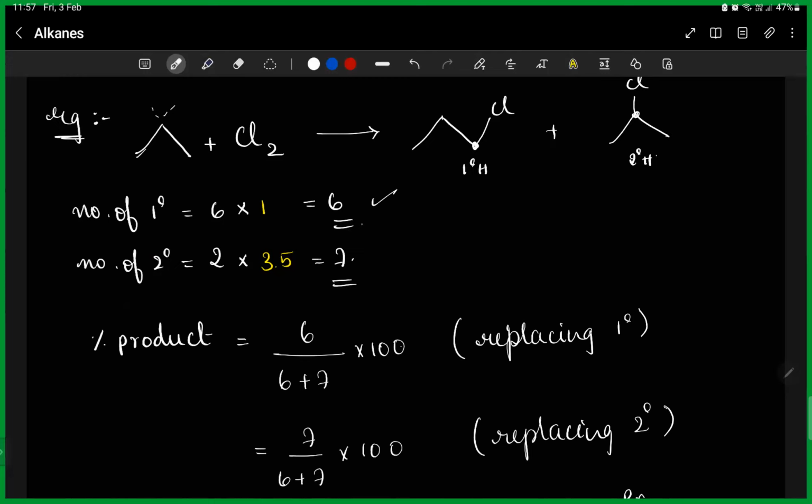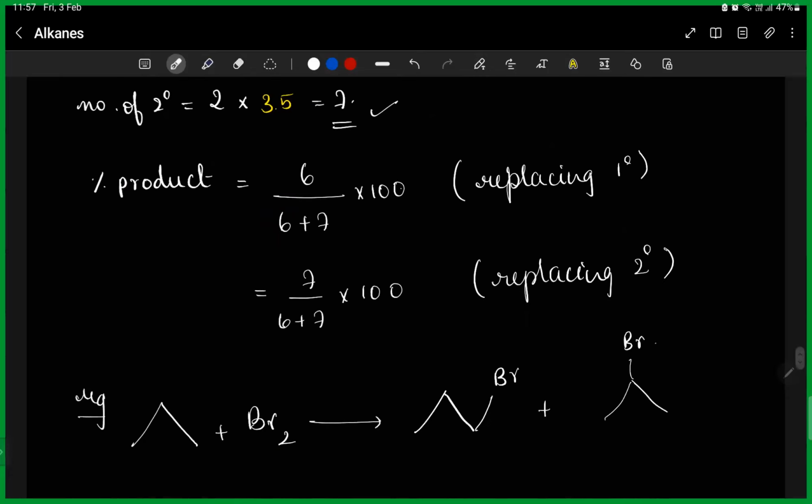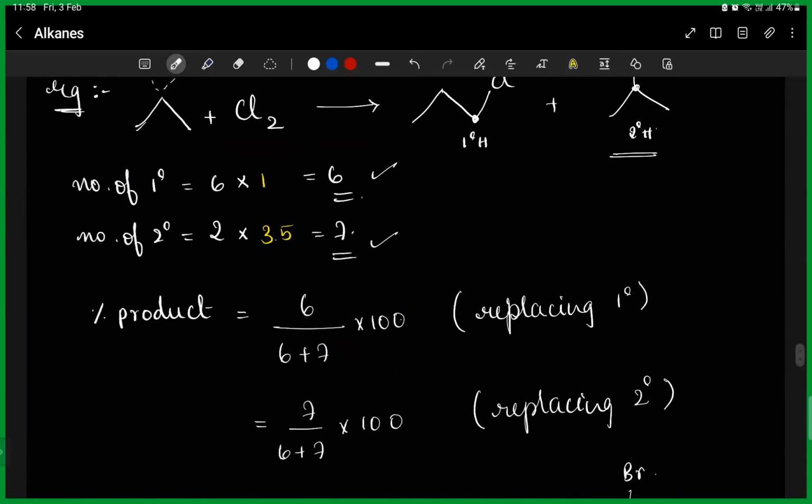So it is 6 and it is 7. Now, finding the percentage product is very simple. So we will do 6 by 6 plus 7 into 100 and then 7 by 7 plus 6 plus 7 into 100. This is 7 by 6 plus 7 into 100 is when it replaces the secondary hydrogen. Means the chlorine, when it replaces the secondary hydrogen, means this product. We are speaking about this product, right? So what will be the percentage of the product?